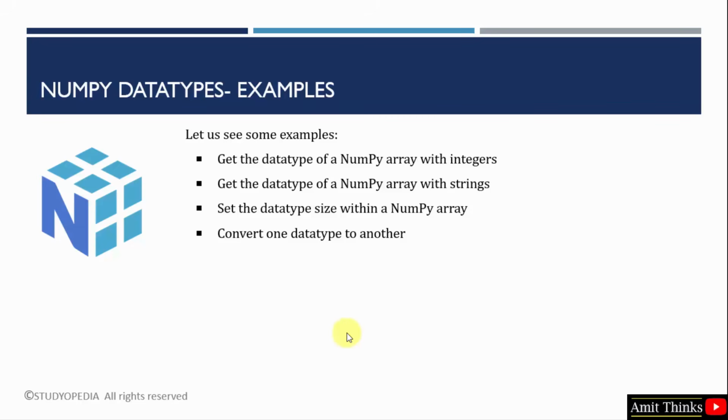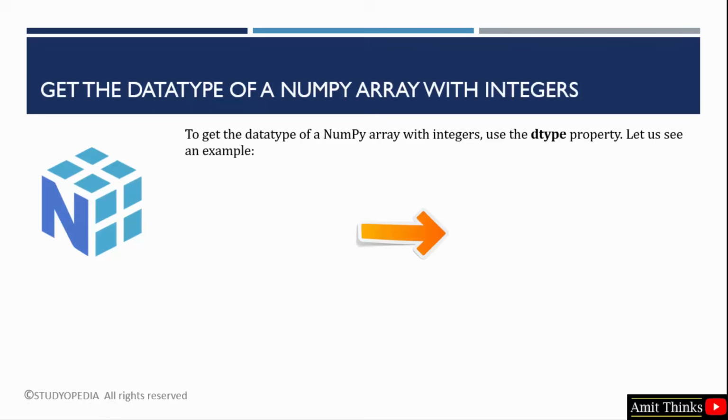So in this video we'll be discussing the following examples where we will create simple arrays and try to get the data type of it so that we can understand which are int and which are string types as per our examples. With that, we'll also try to set the data type size with the dtype parameter, let's say for a string type. We'll also see how we can convert one data type to another using the astype method. So let's see. At first we will get the data type of a NumPy array with integers. So we'll be creating an integer array and we'll print its data type. Let's see.